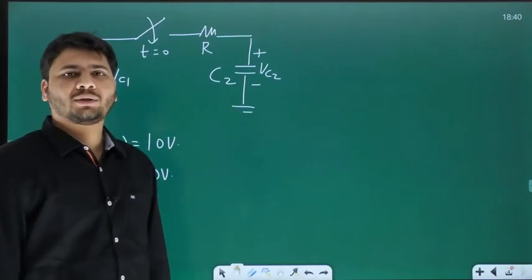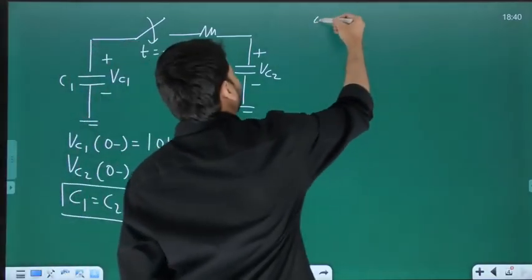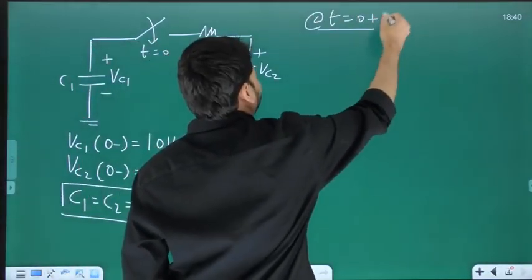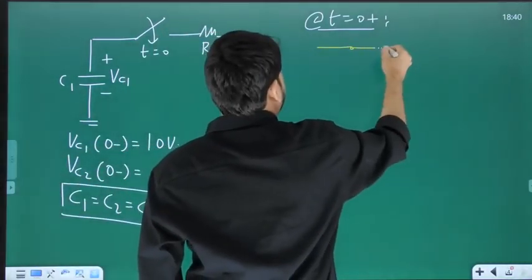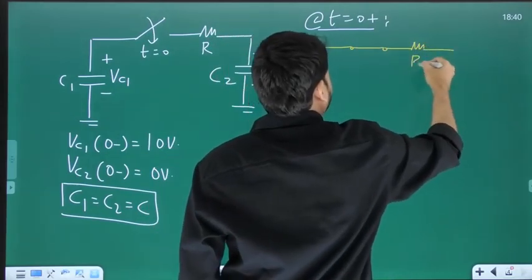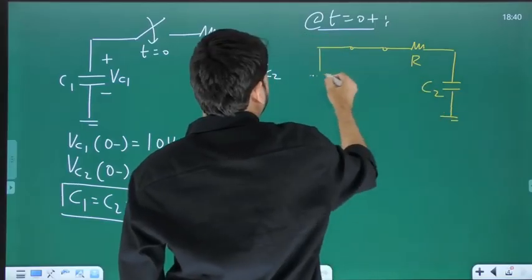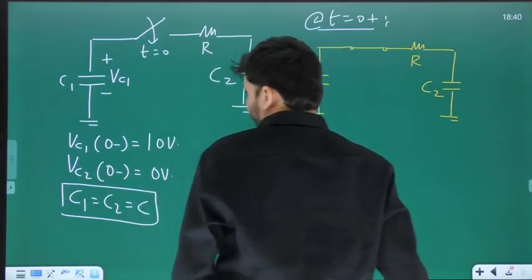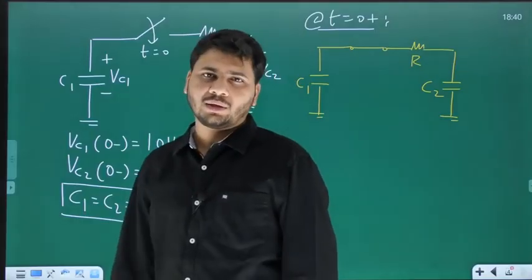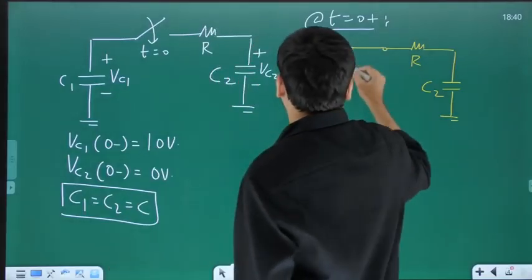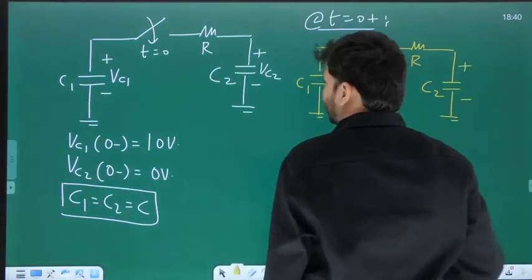Okay. So what will happen in this circuit after you close the switch at t equal to 0? For that, let me just draw the circuit at t equal to 0 plus. First of all, at t equal to 0 plus, the switch is closed. And then you have this resistor R, capacitor C2, capacitor C1. You see, from 0 minus to 0 plus, obviously the voltage drop across C1 is not going to change. It will remain at its initial value of 10 volts, and same is the case for C2 also.